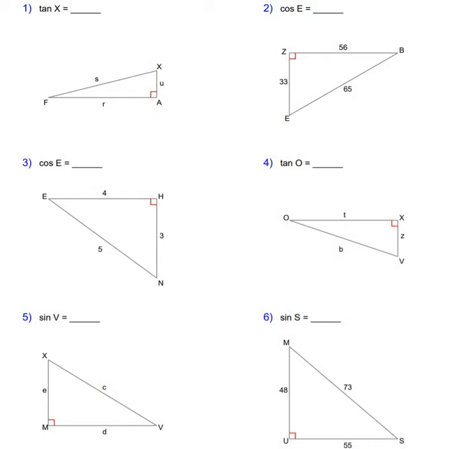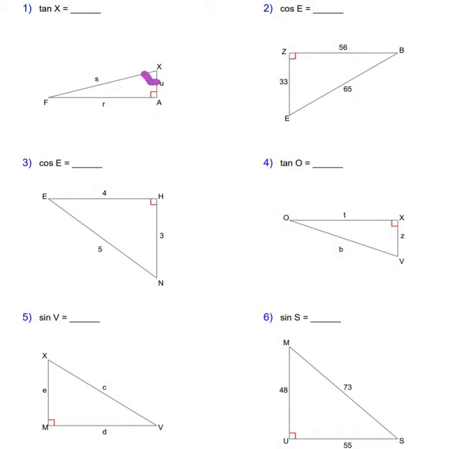Hey guys, do you have a problem understanding trigonometry, especially sine, cosine, and tangent, and how to look at the diagram and turn it into a fraction for sine, cosine, and tangent? Remember, the first step is always to mark the angle. So here, for tangent x, we mark the angle x first.